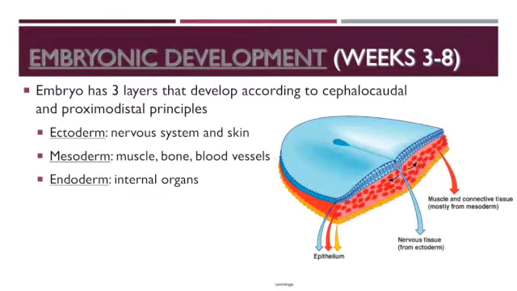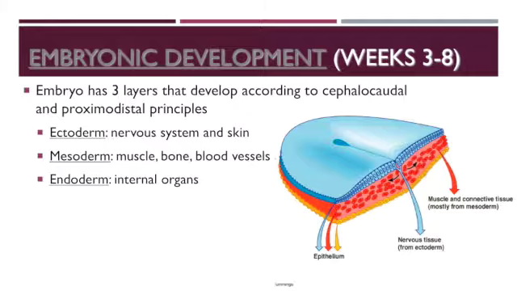So early in the development of the embryo, your embryo only has three layers that follow both the cephalocaudal and proximodistal principles, which means they start by developing along the head region, the rostral region, and then develop towards the caudal or tail part. And then things towards the middle, the proximal sections, the medial sections, are developed first, so towards the middle of the body, and then distal limbs are developed second.